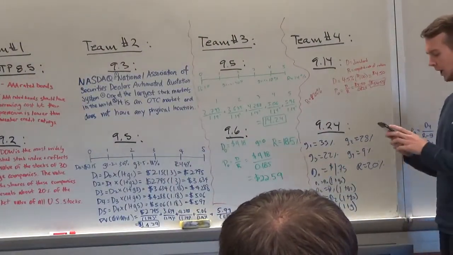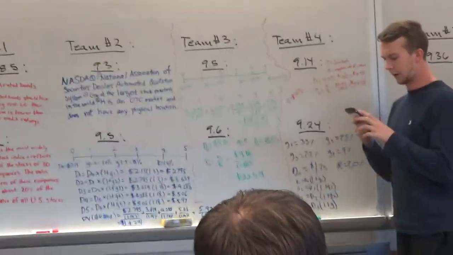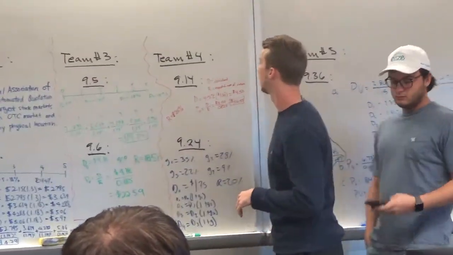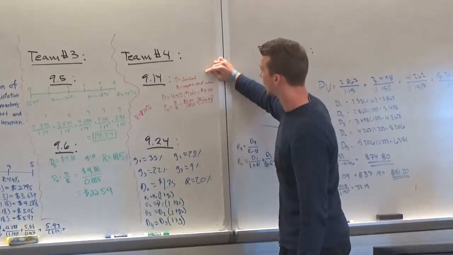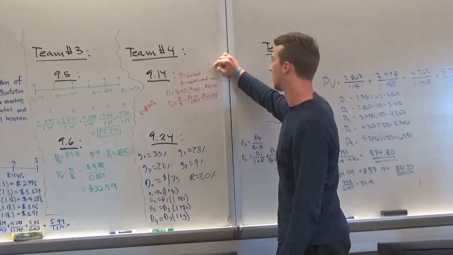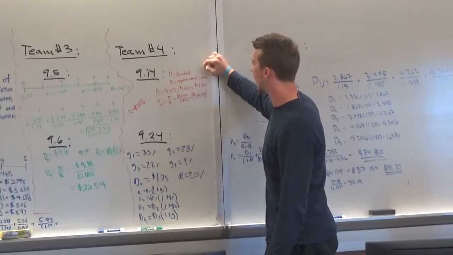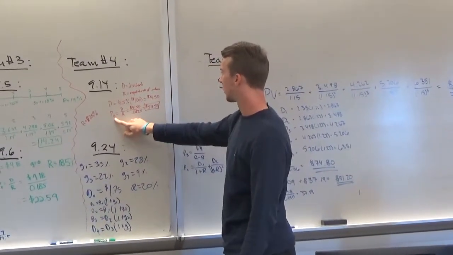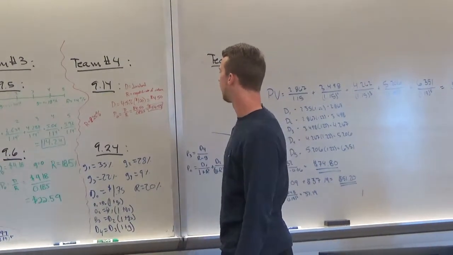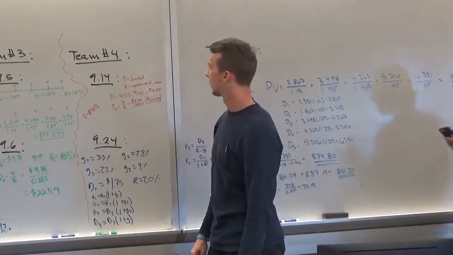Okay, so for 9.14, we're trying to find the stock's current market price. So it's similar to 9.6. You're given the dividend, which is 4.5% times the $100. And then R is the required rate of return. Plug it into the equation, which is D over R, and you get $54.55.